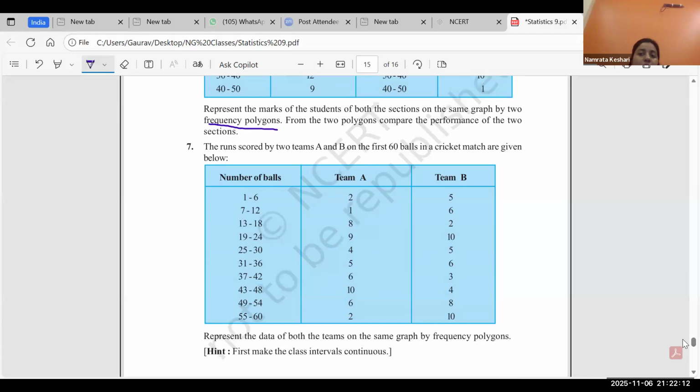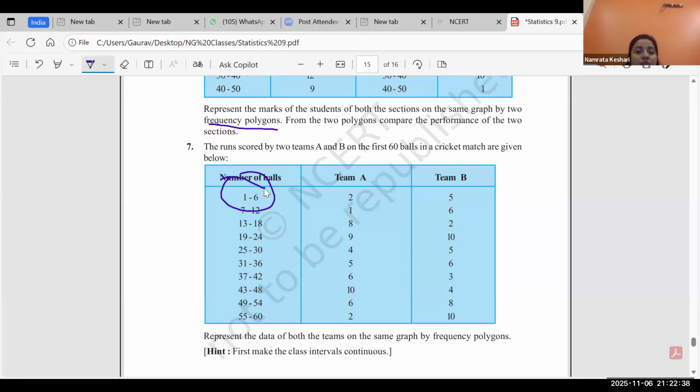Exactly, we have to do the same thing, but here are you noticing the class intervals? It's not continuous. Can you see? Yes, ma'am. 1 to 6, 7 to 12, 13 to 18, 19 to 24, 25 to 30. So yes, we understood how to represent it in the form of frequency polygon, and that too in the same coordinate axis, in the same graph.